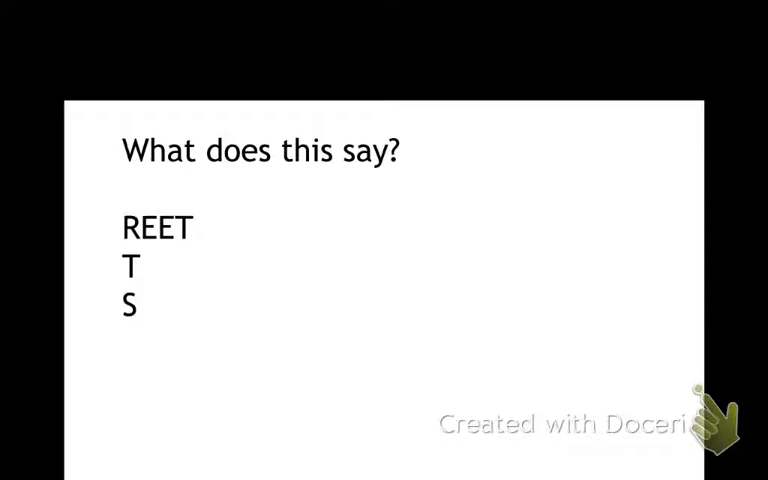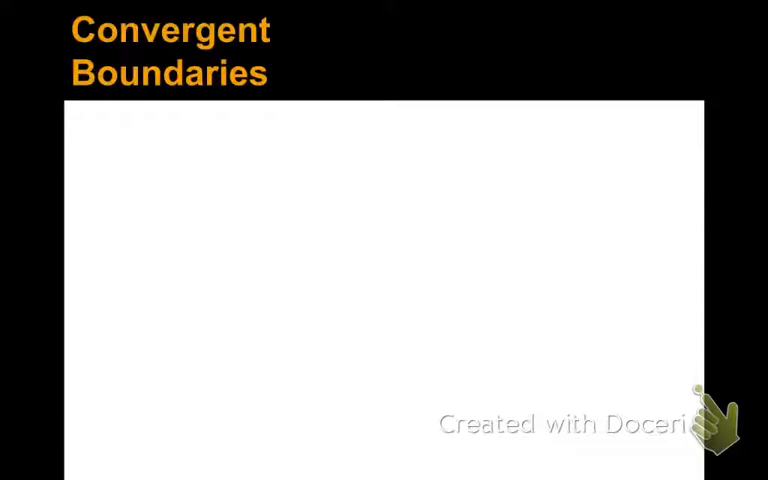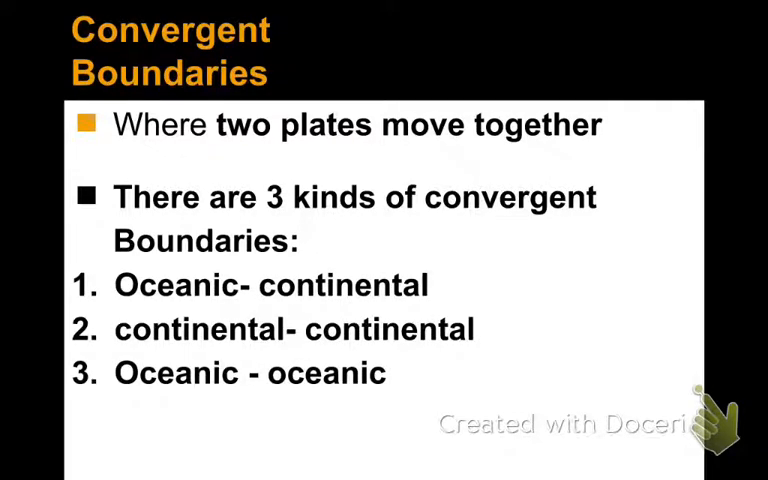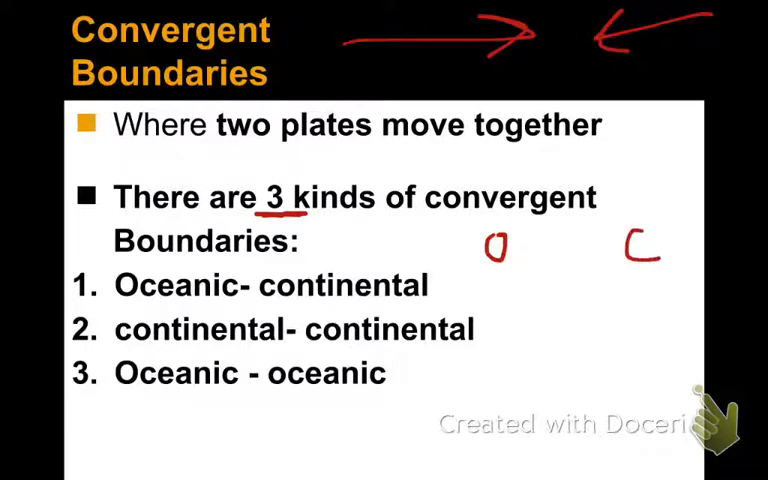Okay, now we're going to look at our second type of boundary. So we talked about divergent and how divergent divides. Convergent boundaries are going to come together. So with your convergent boundaries, you have the plates that are actually coming towards one another rather than dividing. There are 3 kinds of convergent boundaries. The reason we have 3 different types of convergent boundaries is because there's 2 different types of crust. You have ocean crust and you have continental crust.